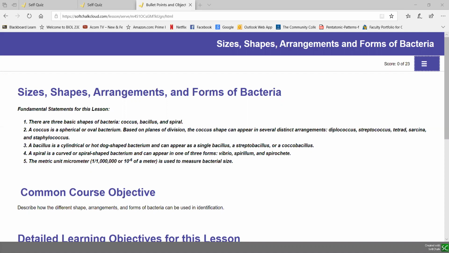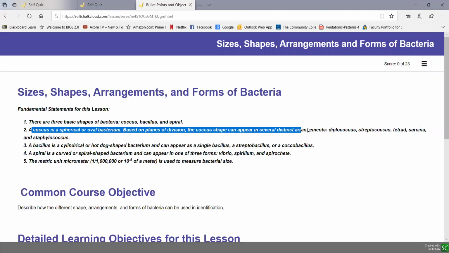So let's start out again with our fundamental statements or bullet points. There are three basic shapes of bacteria. Those three shapes are coccus, bacillus, and spiral. A coccus is a spherical or oval bacterium, and based on planes of division, the cocci can appear in several distinct arrangements, namely Diplococcus, Streptococcus, Tetrad, Sarcina, and Staphylococcus.